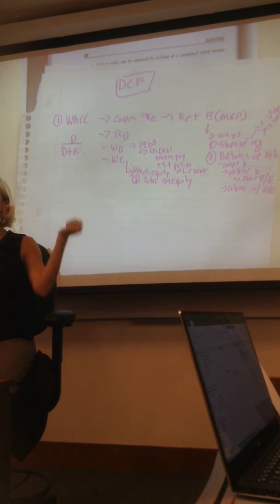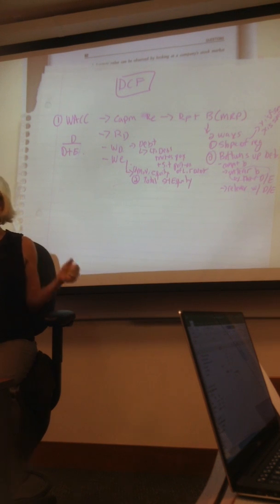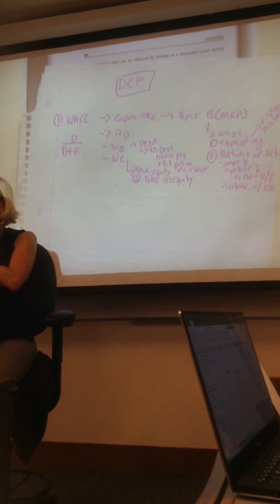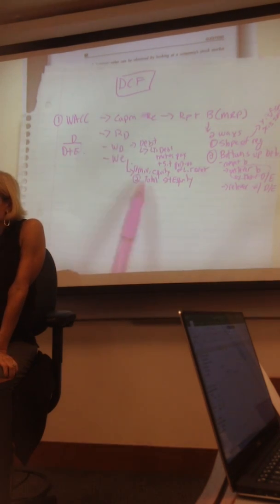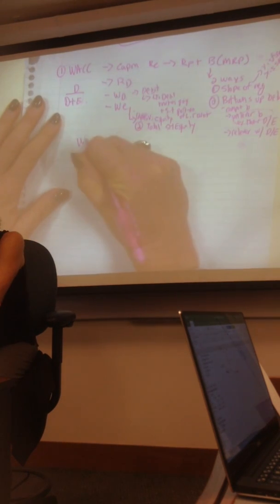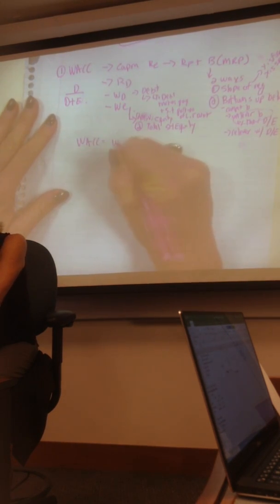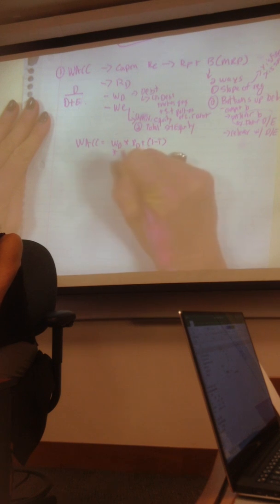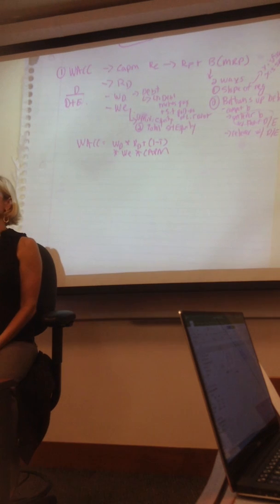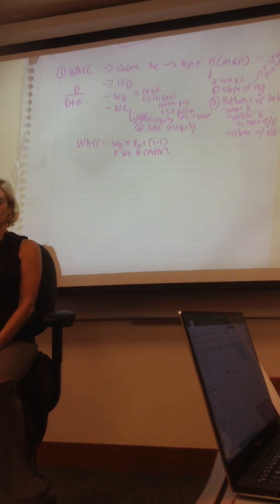You can tie this directly back to LinkedIn. We did both of these for LinkedIn. This gives you all the components that you need for WACC. Then WACC is equal to the weight of debt times the cost of debt times 1 minus the tax rate, plus the weight of equity times the number you get from CAPM. That gives you your discount rate.